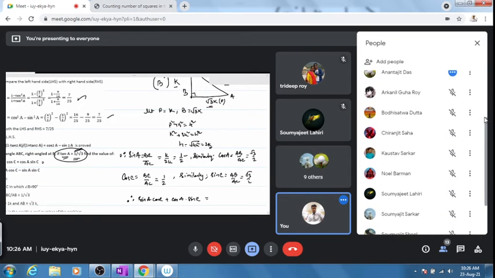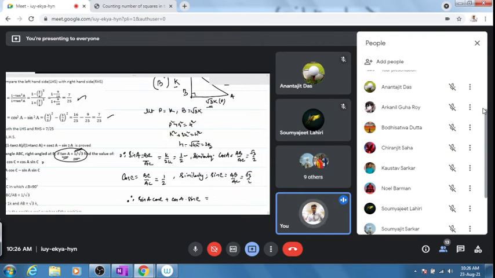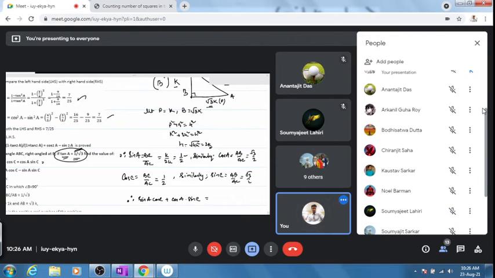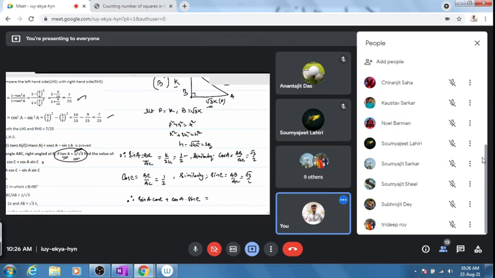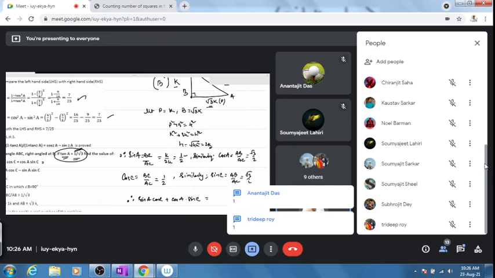Yes, Neil, Anandajit or Kunil. Type the answer. Only the answer, type it out. You are getting 1. All 3 people have got 1. Anyone else? 4 have got 1.